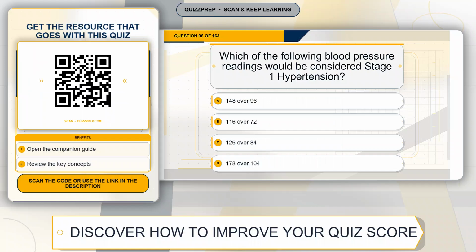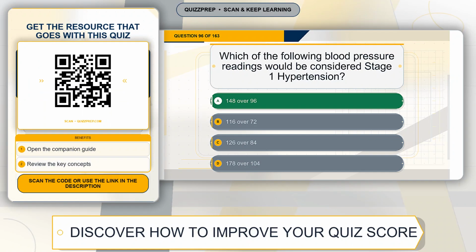Question 96. Which of the following blood pressure readings would be considered stage 1 hypertension? Option A, 148/96. Option B, 116/72. Option C, 126/84. Option D, 178/104. The correct answer is option A, 148/96.